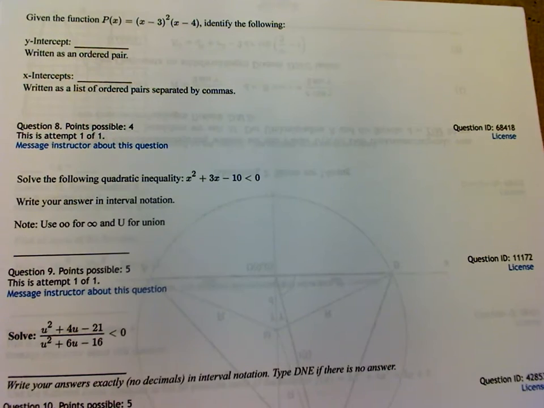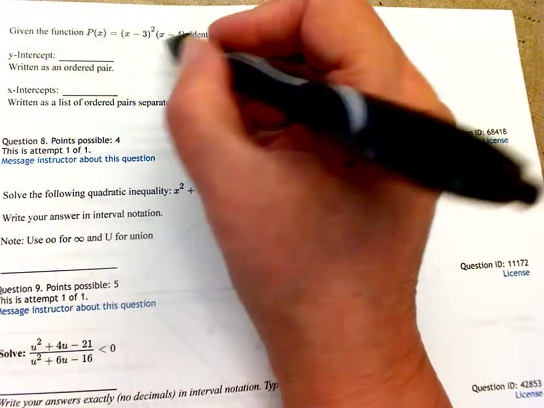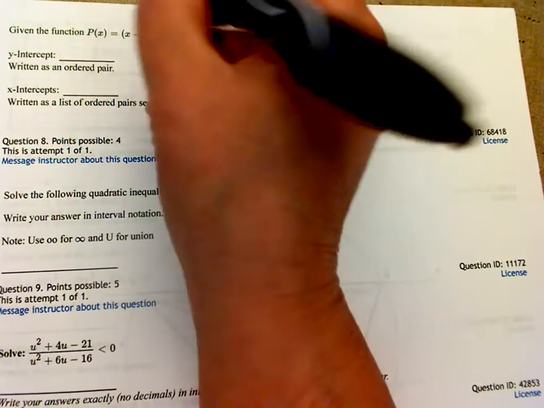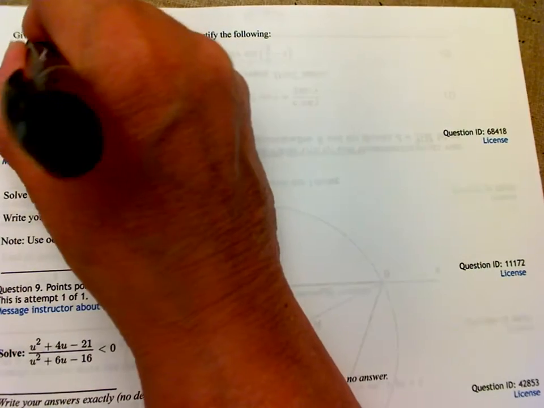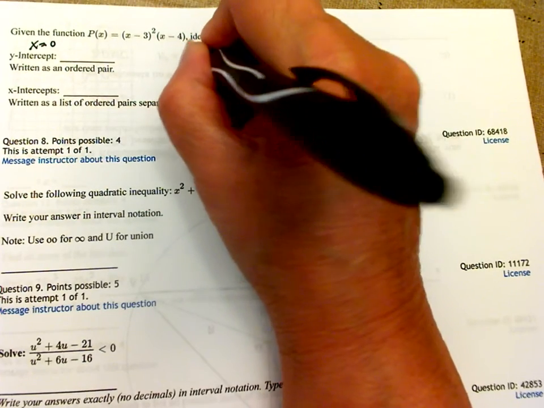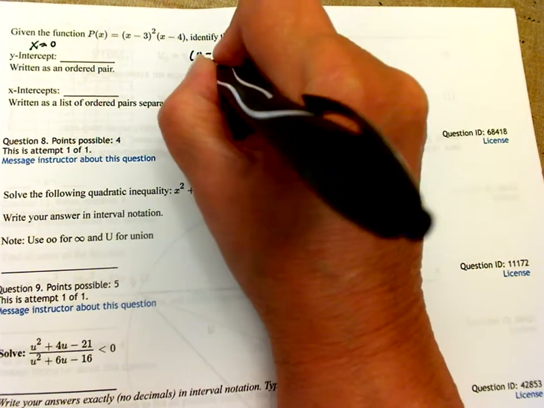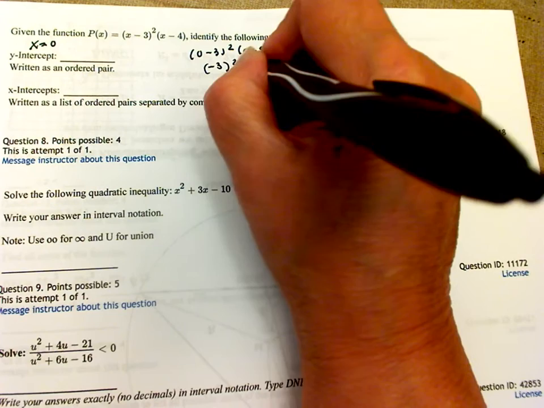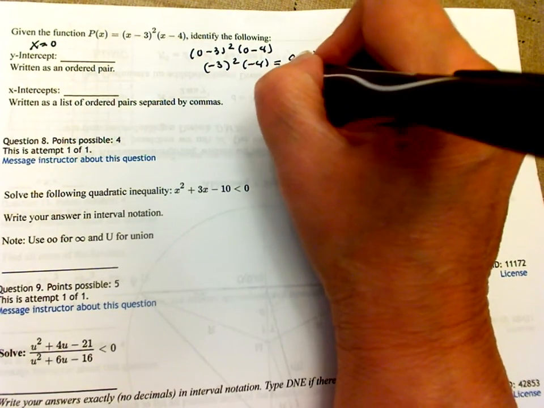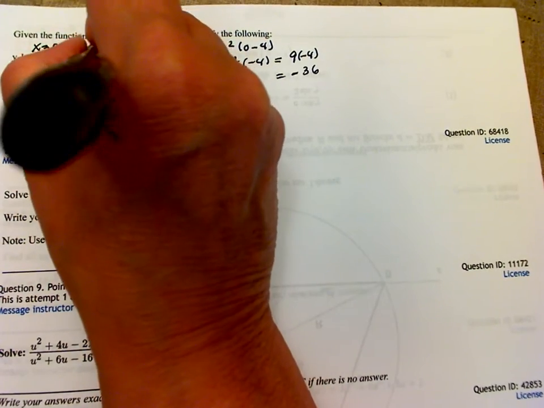Well, some of these we're probably going to have to move to a separate paper, but we'll start here. This says identify the following: the y-intercept and the x-intercept. The y-intercept, again, is where x is 0. So this is 0 minus 3 squared times 0 minus 4, which is minus 3 squared times minus 4, or 9 times minus 4, or negative 36. So the ordered pair is (0, negative 36).